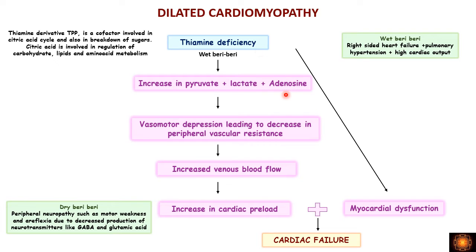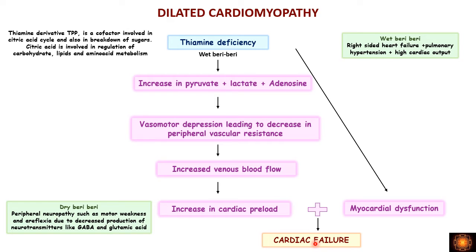So when you have an increase in adenosine levels, there is a vasomotor depression, which leads to a decrease in peripheral vascular resistance. When there is a decrease in peripheral vascular resistance, there is more flow of blood into the veins, and there is an increased cardiac preload. Not only that, thiamine deficiency directly affects the heart muscle also, because it downregulates the other metabolisms also. So myocardial dysfunction along with the increased cardiac preload causes cardiac failure.